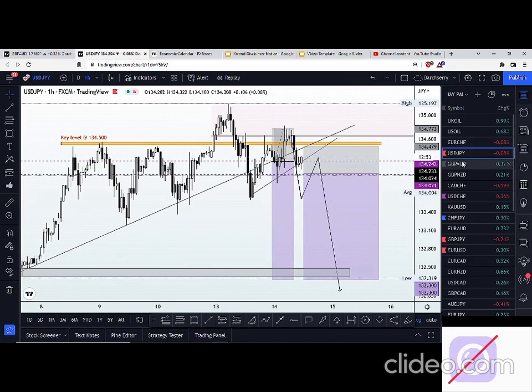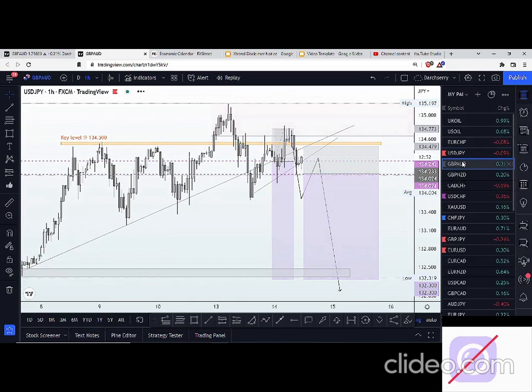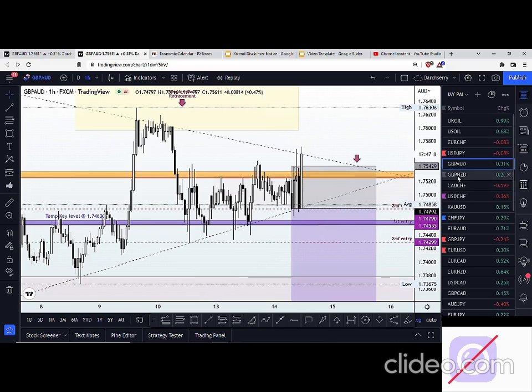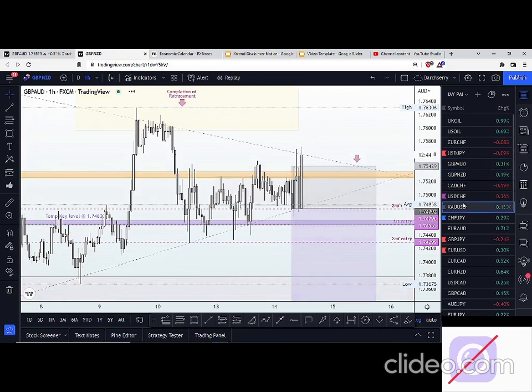So moving on to GBP AUD, I think. Is it GBP AUD, I guess? No. We're still expecting confirmation on that. Okay, we talked about XAUUSD yesterday.